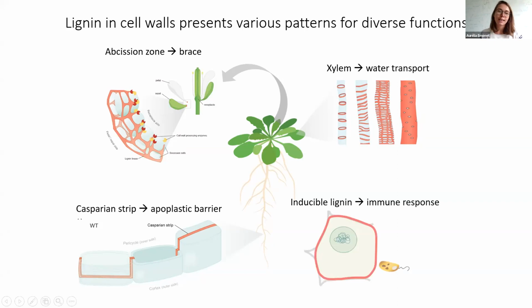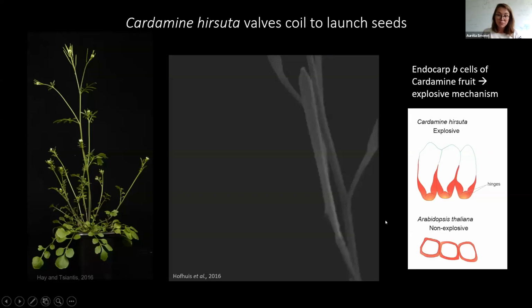And a last example, which is a bit less developmental: lignin can also be induced in response to immune response, and is thought to be able to restrict the spread of bacteria inside plants. But from my point of view, there are also times where lignin can have striking patterns outside of this kind of model plant I showed you with Arabidopsis.